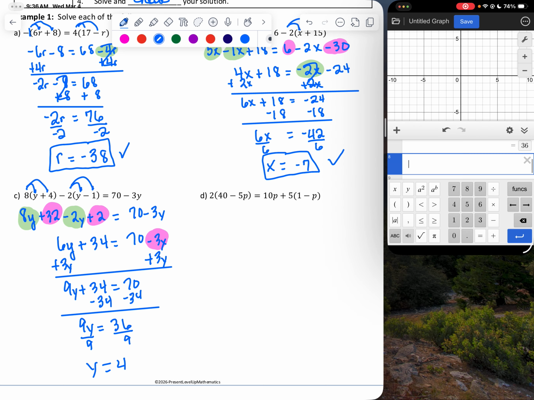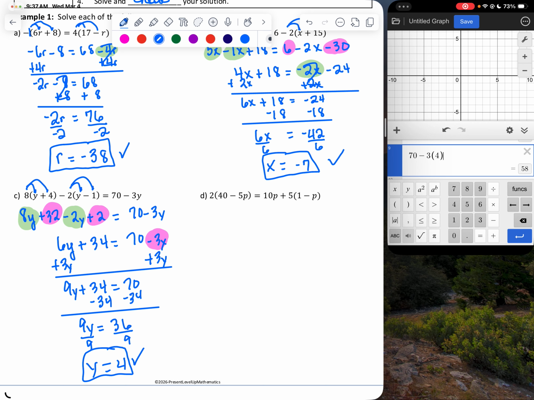Now to check my solution, we'll take 8 parenthesis 4 plus 4 close minus 2 parenthesis 4 minus 1 close, and we get a total of 58. All right, now look at the other side. 70 minus 3 parenthesis 4, and I also get a total of 58. So my solution checks out, and therefore 4 is the correct solution to this equation. All right, pause the video right now and try problem D on your own.